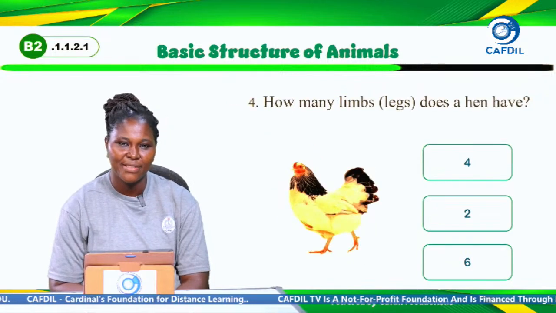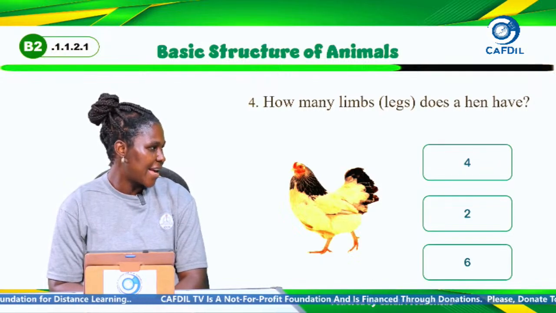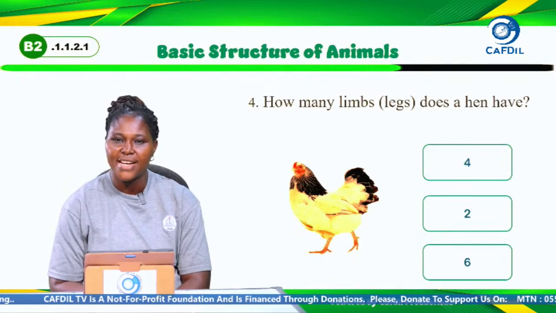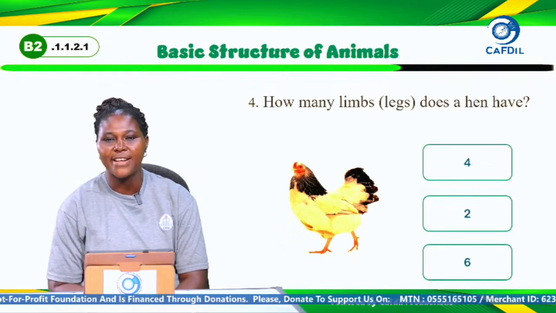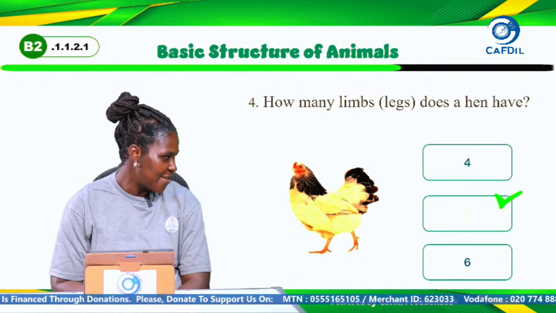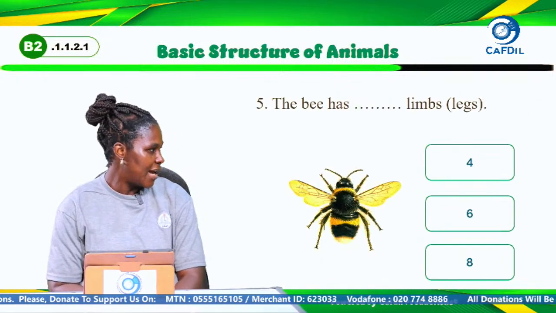Well done. Number 4. How many limbs or legs does a hen have? 4, 2, or 6? Yes, as we can see, we can even count 1, 2. Good, good.